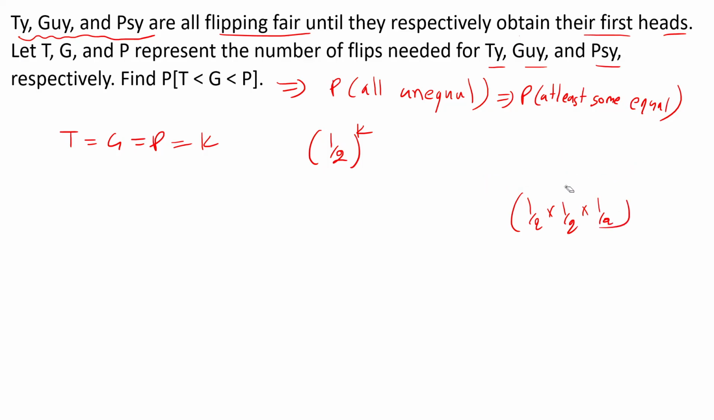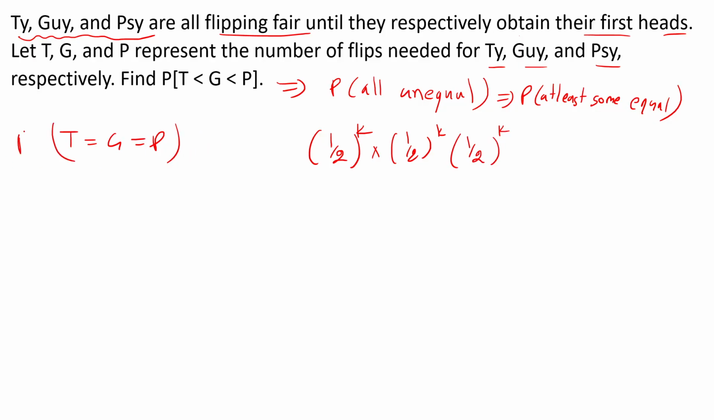So the probability that T equals G equals P equals K is: T is K, G is K, they are all independent, and P is K. The total probability is the sum over K, since they can be equal the first time, the second time, or any other time. This is a geometric series, A upon 1 minus R, where A is 1/8. So 1/8 upon 1 minus 1/8 comes out to be 1/7. So this is all three equal.